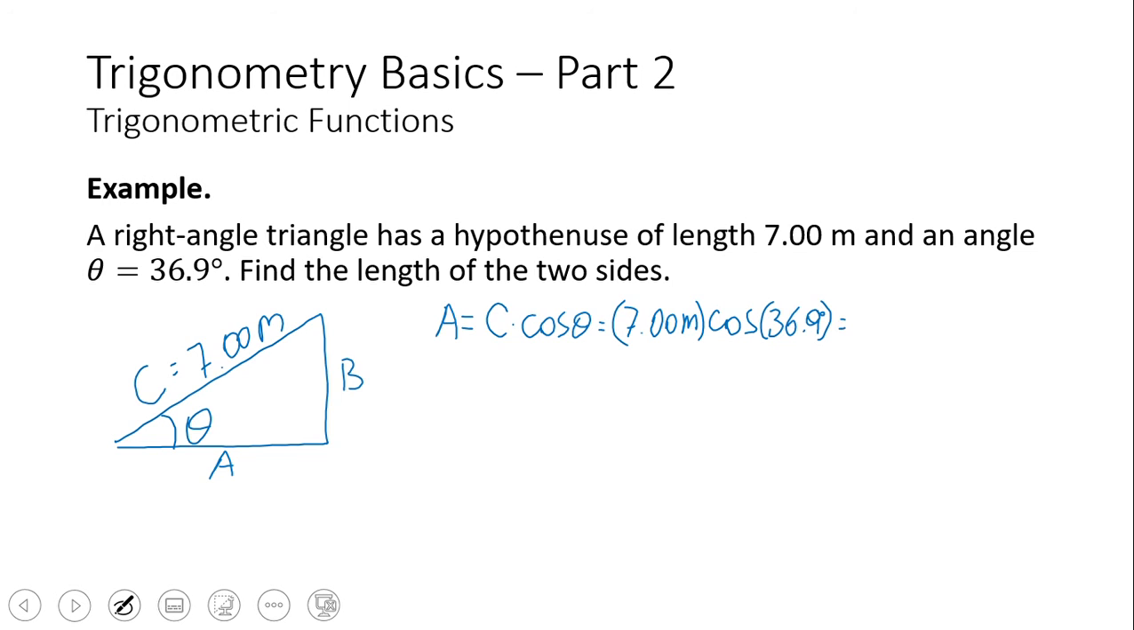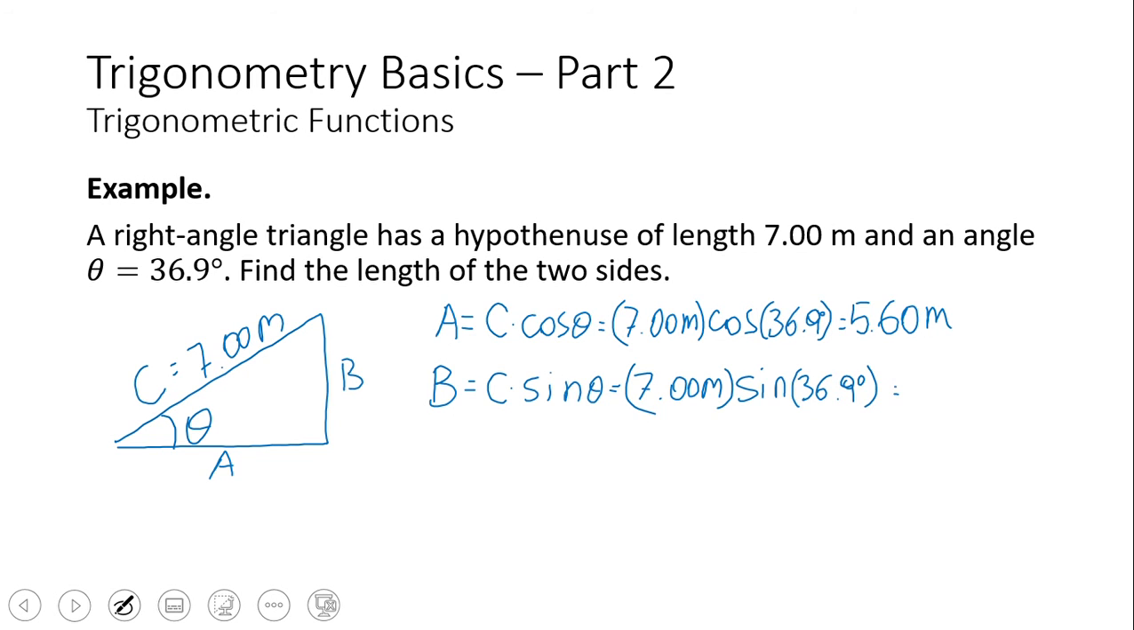This is the time when you plug it into your calculator. Your calculator has sine and cosine, so you just hit cosine, put in 36.9, make sure this is in degrees, multiply by 7, and round it, and you get 5.60 meters. In the same way, to find B, you do the same operation, but with the sine instead of the cosine. So it will be 7 meters times the sine of 36.9 degrees. And again, round it, and you get 4.20 meters.